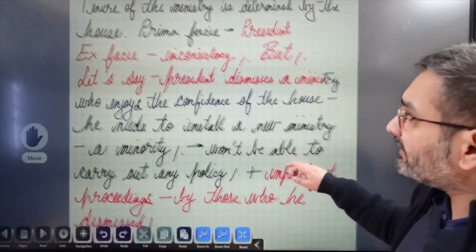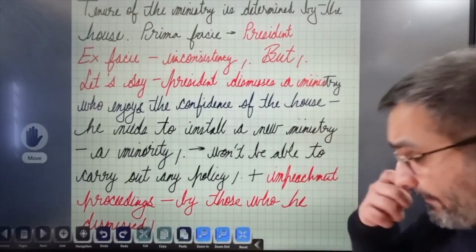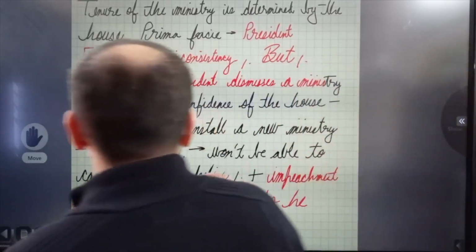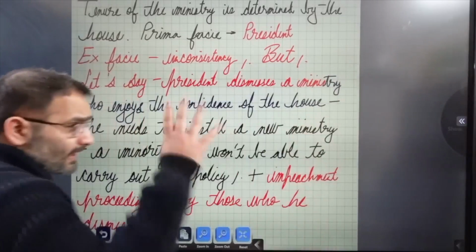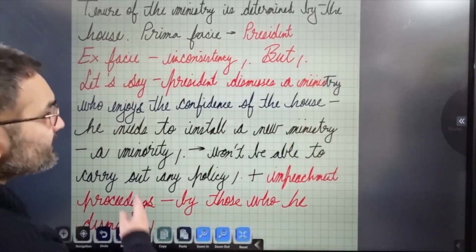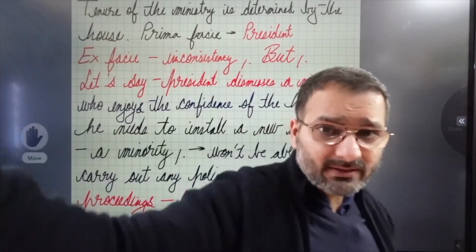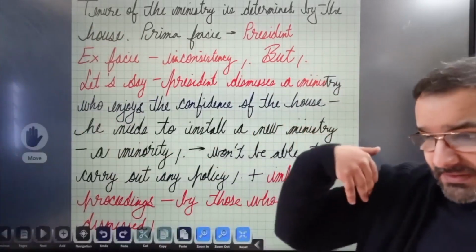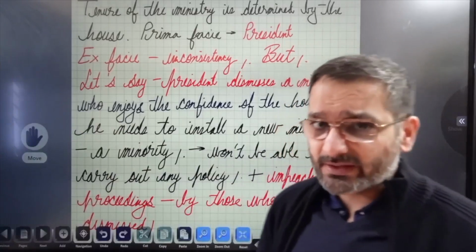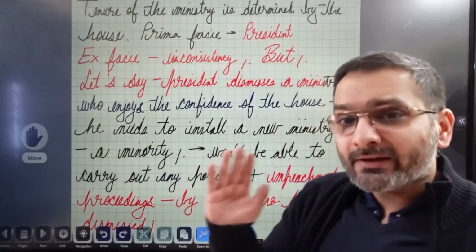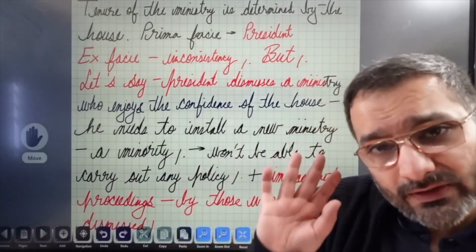Now let us take an example. Let us say the President dismisses a ministry that enjoys the confidence of the House. Write this down. He needs to install a new ministry because, as we discussed in the previous lecture, there has to be a Council of Ministers, correct? So if you are dismissing one ministry that is enjoying the confidence of the House, you will get another ministry that does not enjoy the confidence of the House.